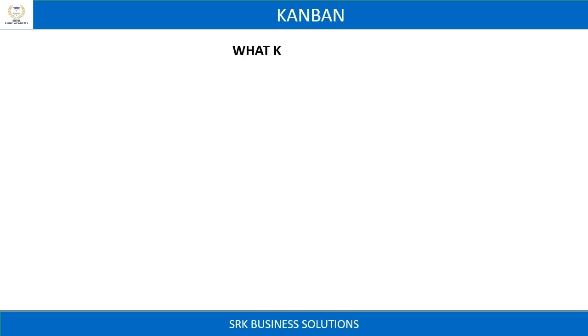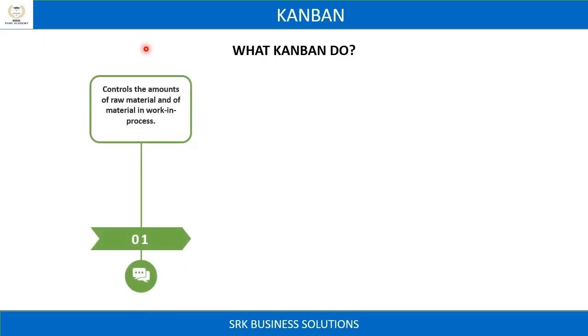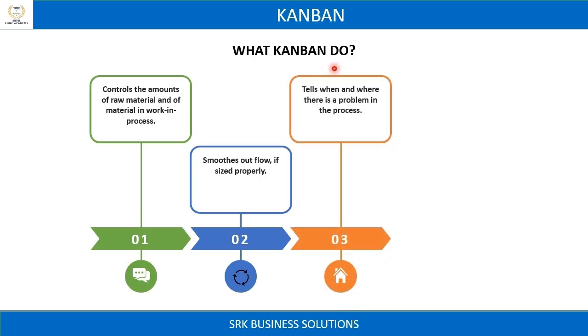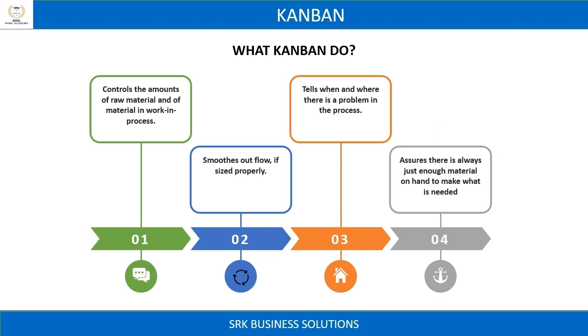Now we will see what Kanban do. 1. Controls the amounts of raw material and of material in work in process. 2. Smooths out flow if sized properly. 3. Tells when and where there is a problem in the process. 4. Assures there's always just enough material on hand to make what is needed.